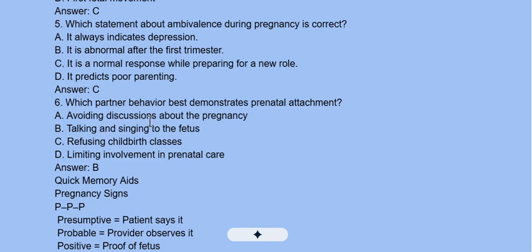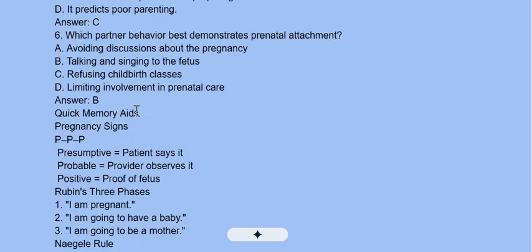A. Avoiding discussions about the pregnancy. B. Talking and singing to the fetus. C. Refusing childbirth classes. D. Limiting involvement in prenatal care. Answer B. Quick memory aids.